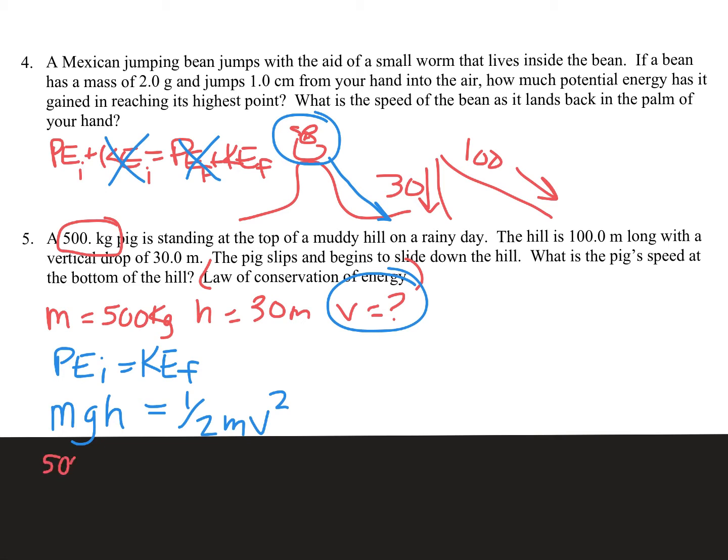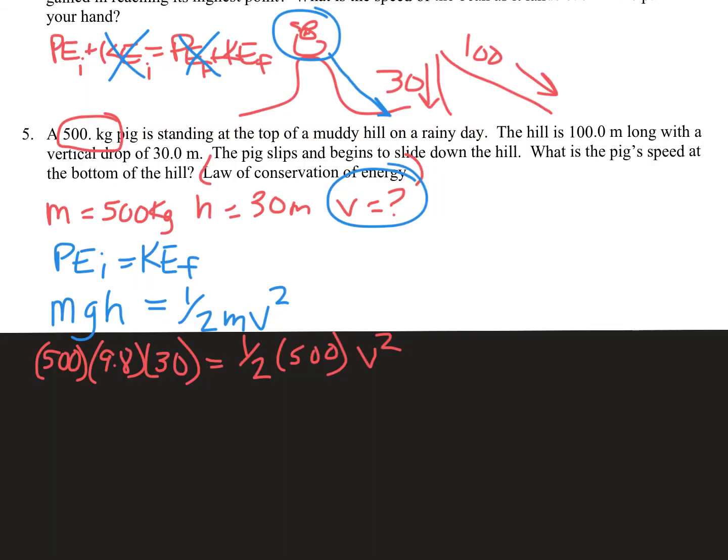The pig is 500 kilograms. Gravity, G, is 9.8, and the height is 30 meters off the ground. That tells me my potential energy. Now, for the kinetic energy side, 1/2 times mass times velocity squared. 1/2 times the mass is 500 times velocity squared. Now I think all I have to do is solve for this. So I'm going to do my 500 times 9.8 times 30, and that's going to give me about 147,000.